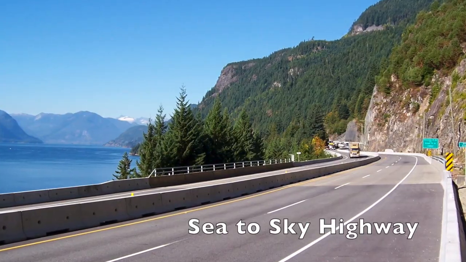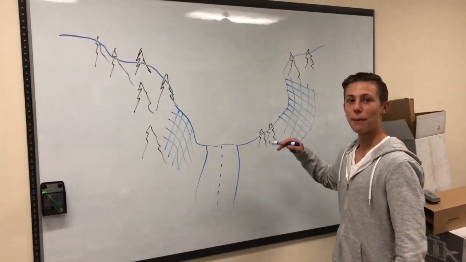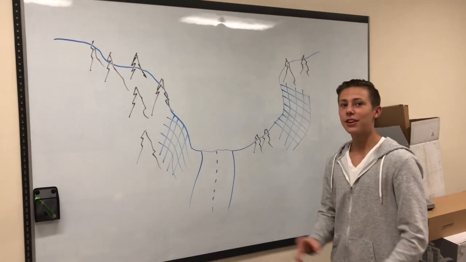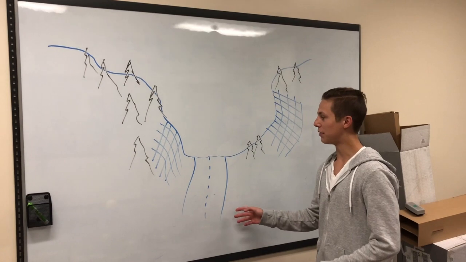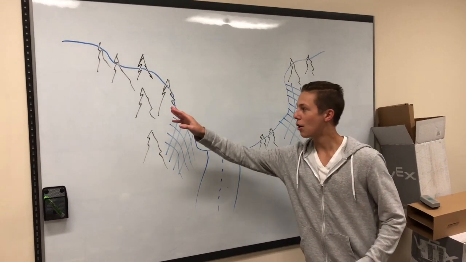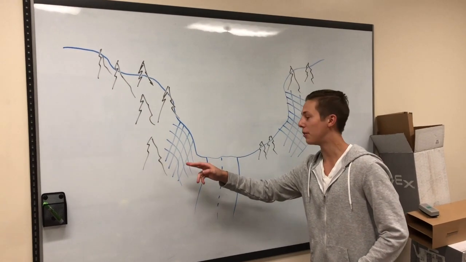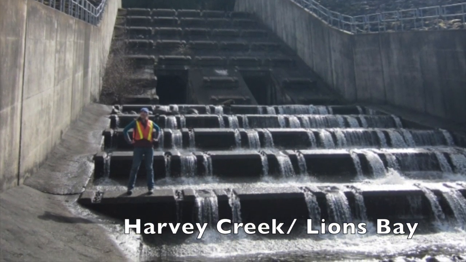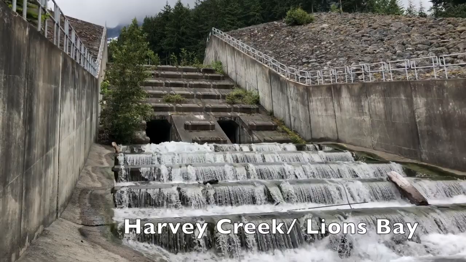Next stop, we took the Sea to Sky Highway all the way up to Harvey Creek in Lions Bay. As seen here in this diagram, drawn by Nick Sim, this is a retaining wall. You can find these on the Sea to Sky Highway when driving through the mountains. Retaining walls are put in place to block off rocks that are falling down the mountain to prevent them from hitting the road. After a minor incident in the bus, we finally made it over to Harvey Creek.